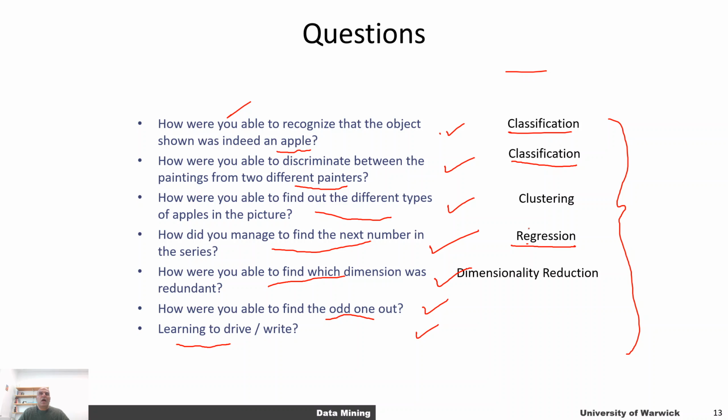How are we able to identify dimensions? This is called dimensionality reduction or non-redundancy removal. How are you able to identify the odd one out? That is called anomaly detection. Some people also call it out of distribution detection, so that's another name for it. Learning to write and to drive using reward signals is called reinforcement learning. And all of these different problems fall under data mining or machine learning, in which we are trying to learn from data to generalize to unseen cases.